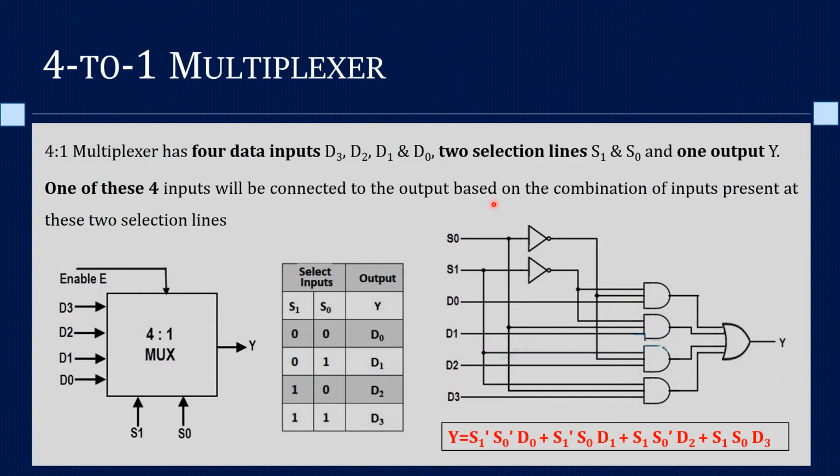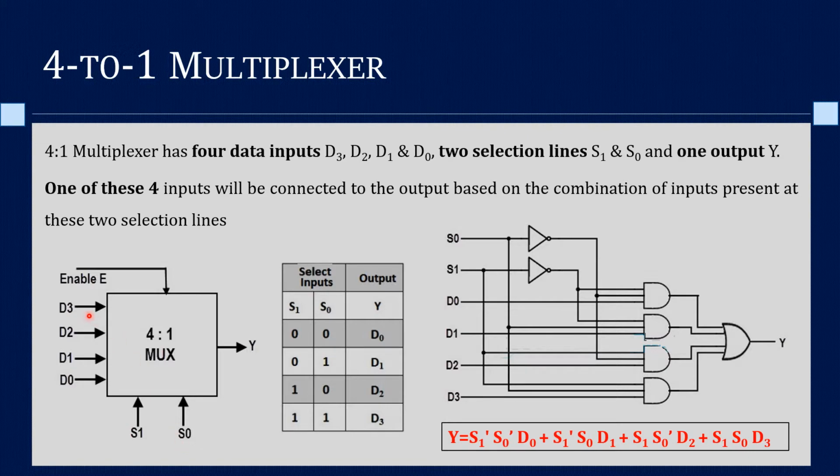Similarly, a 4 to 1 multiplexer consists of 4 data inputs, namely D0, D1, D2 and D3, 2 selection lines and a single output line. Since we have 4 input lines, we need 2 selection lines. 2 raised to n inputs with n selection lines, right? So 4 input lines with 2 selection lines or control lines.